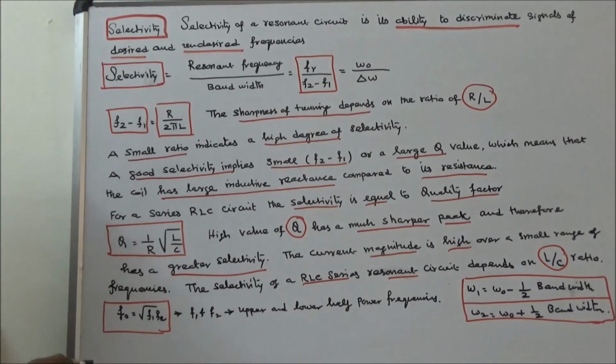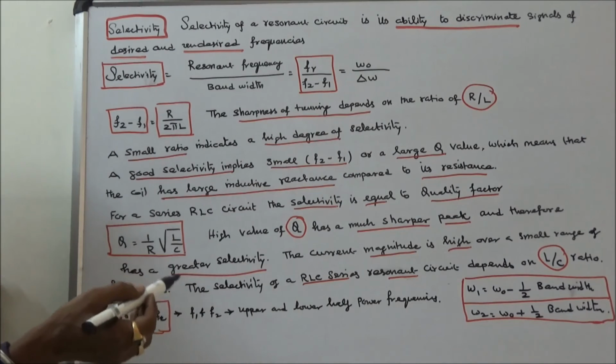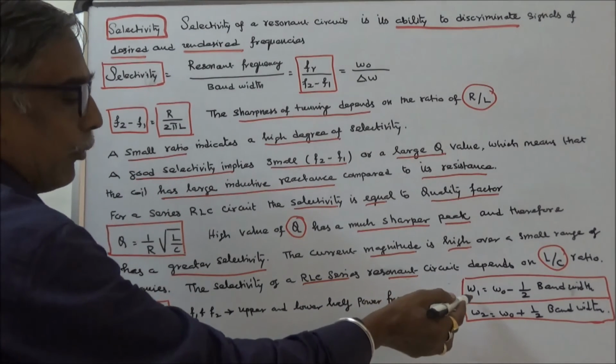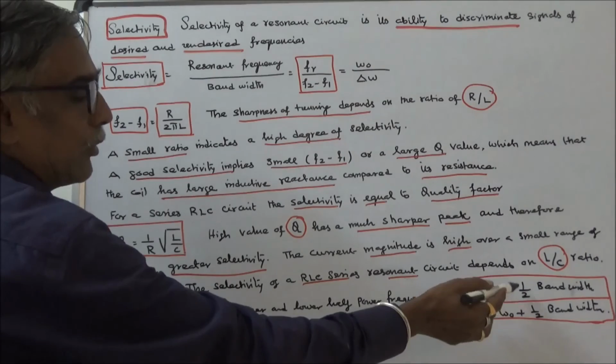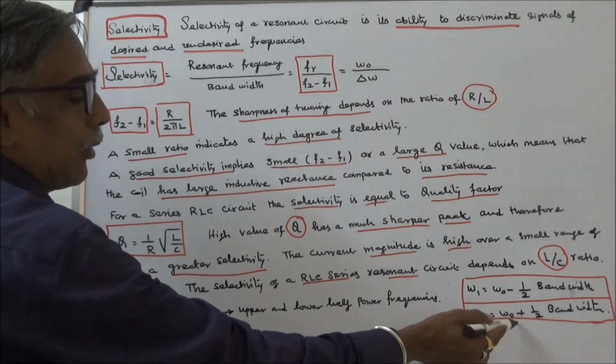In a nutshell, resonance frequency f0 is equal to root of f1 into f2. F1 and F2 are the lower and upper half power frequencies. And the relation between bandwidth, omega 1, omega 2 and omega naught is: omega 1 is equal to omega naught minus 1 by 2 into bandwidth. Omega 2 is equal to omega naught plus 1 by 2 into bandwidth.